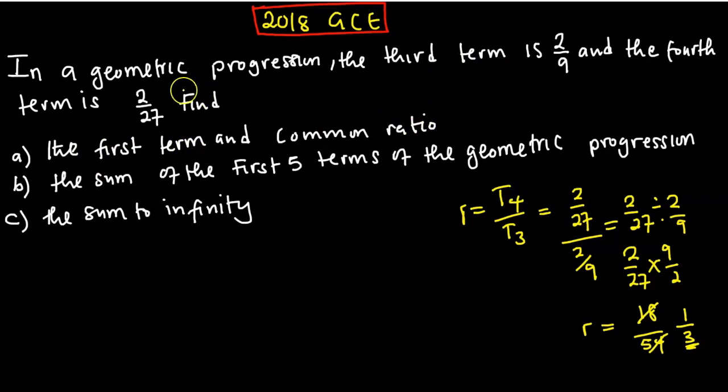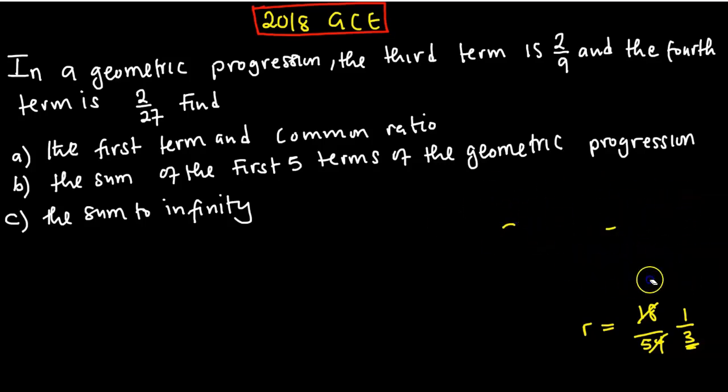Now, if you are given that the third term is this one, for us to answer these questions, take note that we found the common ratio as 1 over 3. I just wanted to show you something. The common ratio here we found it to be 1 over 3. Now let us go into the question.